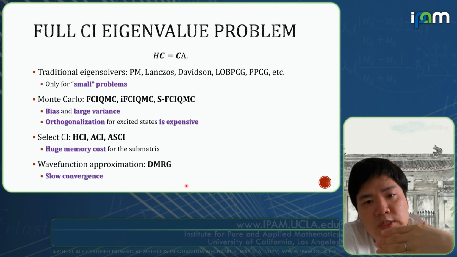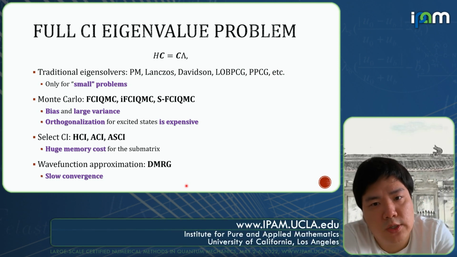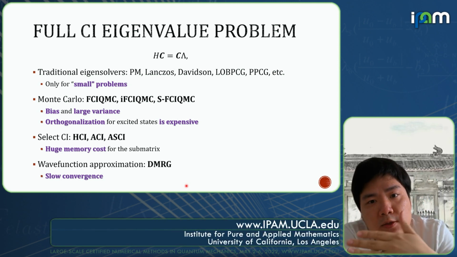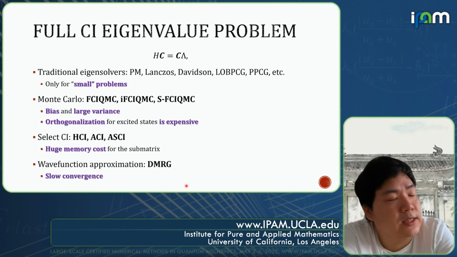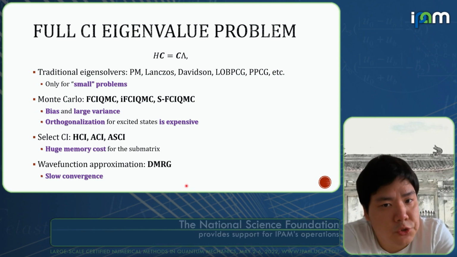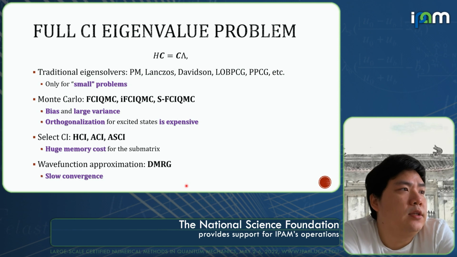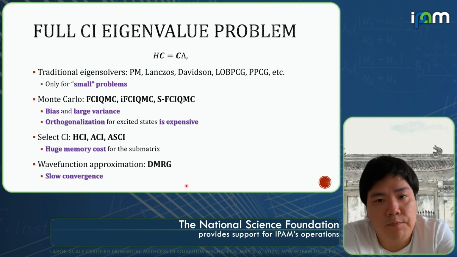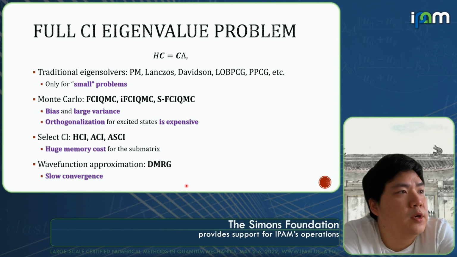Since we select a few principal submatrices, we do not have a natural ordering of the selected coordinates, so how to order those selected coordinates will be an issue there. Another well-known method is DMRG, density matrix renormalization group.